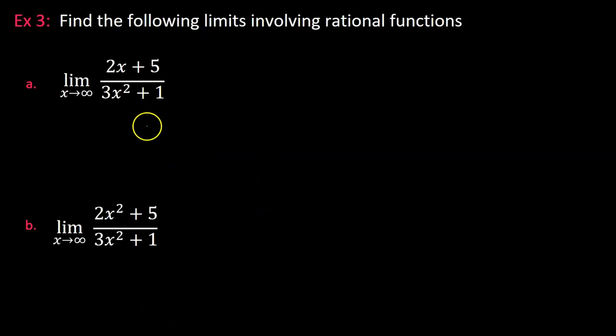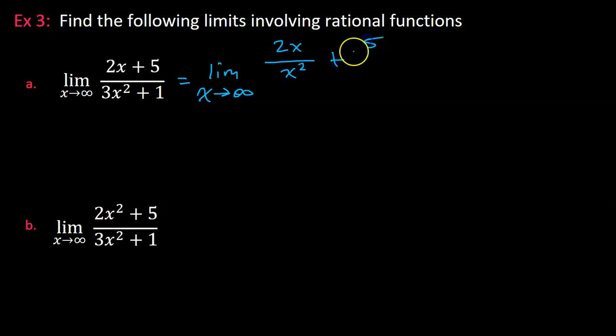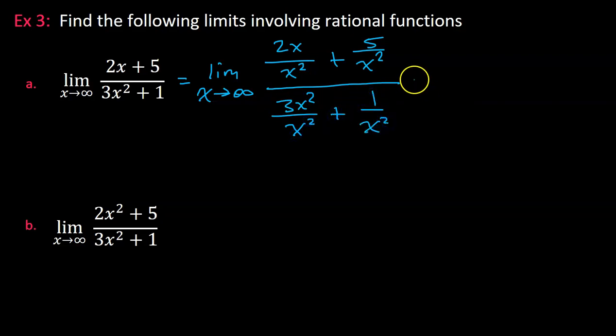Let's jump in. For the first one, the highest power of x is 2. So we're going to end up dividing each term by x squared. So this is going to give us the limit as x approaches infinity of 2x over x squared plus 5 over x squared over 3x squared over x squared plus 1 over x squared.